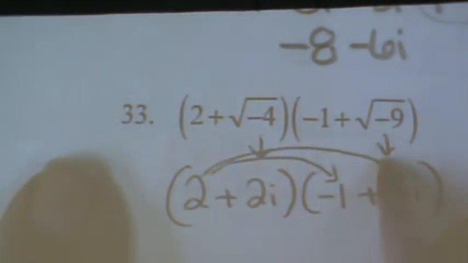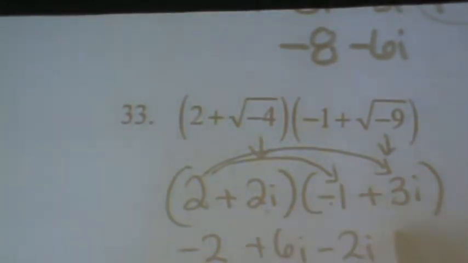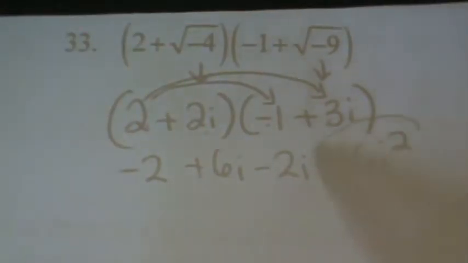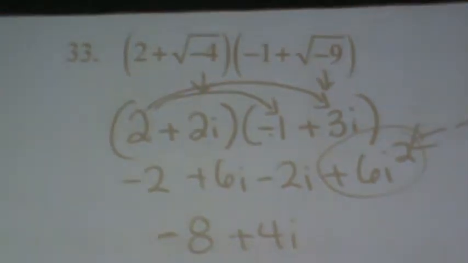You're going to FOIL. What's 2 times negative 1? What's 2 times 3i? What's 2i times negative 1? And what's 2i times 3i? 6i squared, or this is negative 6. This is negative 6. Negative 6 and negative 2 is negative 8, and you get 4i right here. So far, so good? Okay.